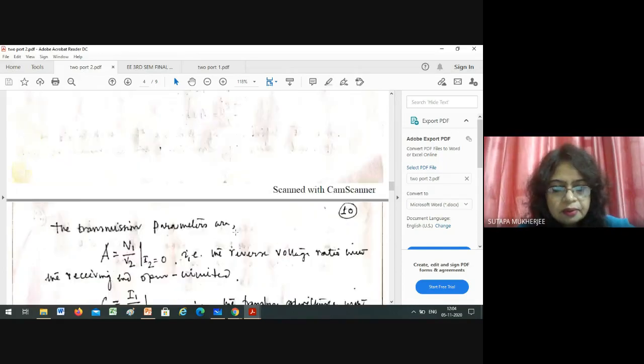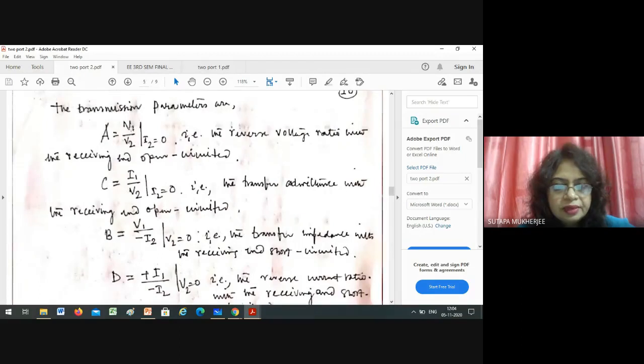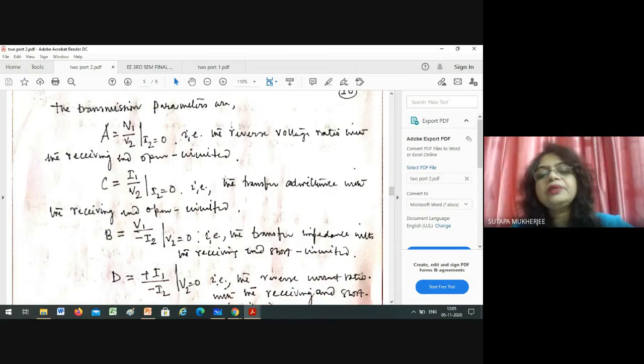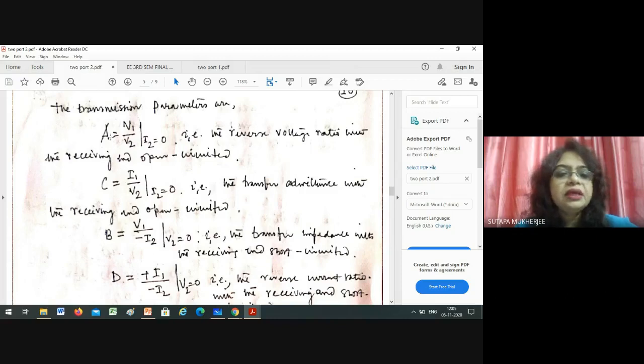Okay, whatever you have told me, write this. I2 equals 0, V1 by V2. This is called the reverse voltage ratio, the voltage ratio with the receiving end open circuited. C equals I1 by V2 when I2 equals 0, the transfer admittance with the receiving end open circuited. So with the receiving end open circuited, you get two parameters, A and C.